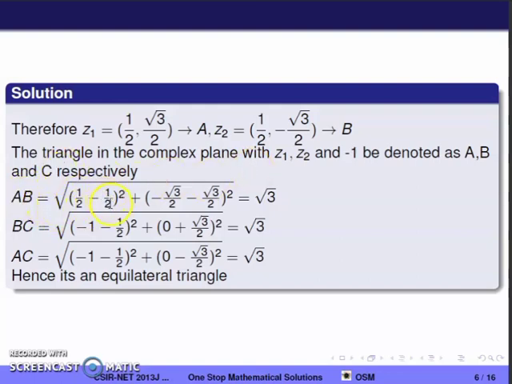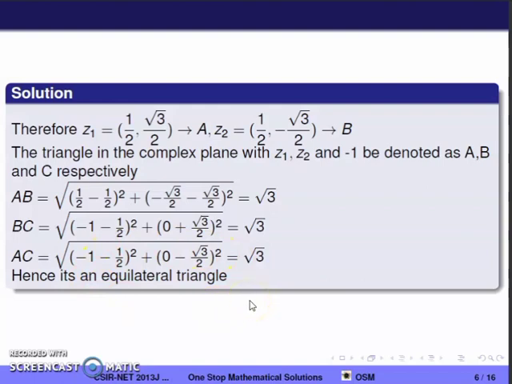1 by 2 minus 1 by 2 whole square plus minus root 3 by 2 minus root 3 by 2 whole square. So when we simplify this, we'll get square root 3. Similarly, we'll get BC equal to square root 3, AC equal to square root 3. So all the lengths of the sides are equal. So this happens for an equilateral triangle.